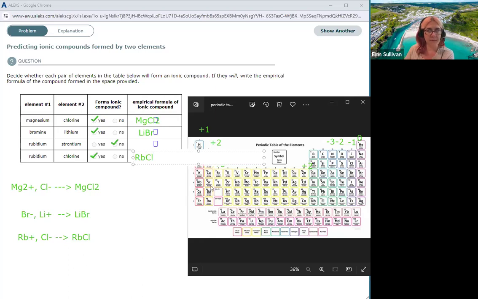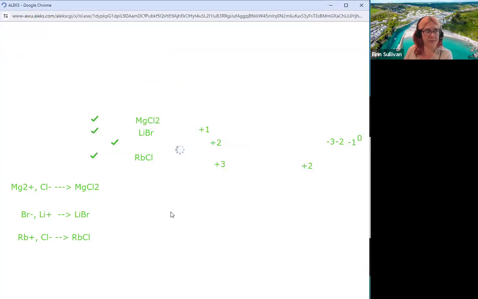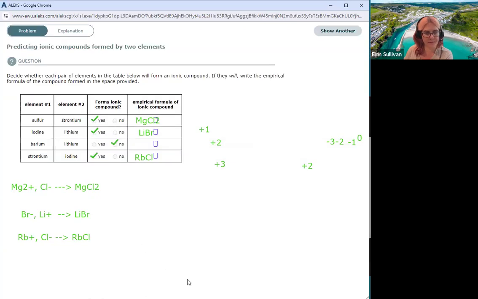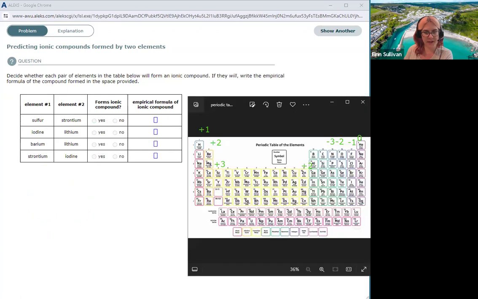Okay, let's do another one of these and see what we got. All right, just scrub these guys real quick. Find my periodic table again. Boom, there it is.